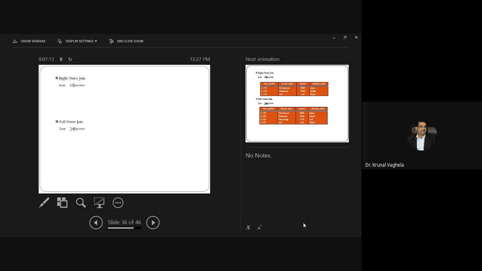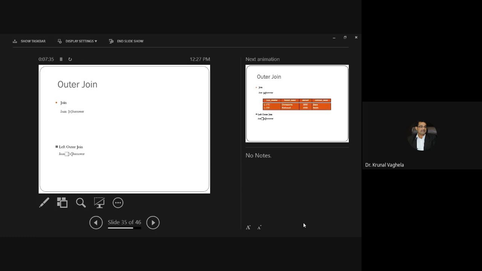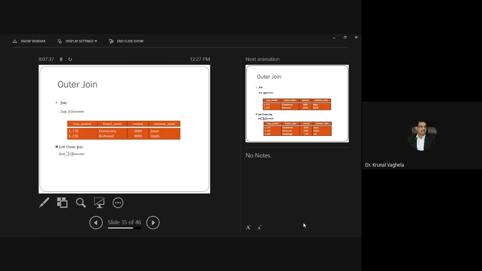So again, you see the values. L70, L230, L260. So we don't have any problem with L70 and L230. But the problem is we are missing L260 and L155. So this is the join. L70, L230 is coming as it is.